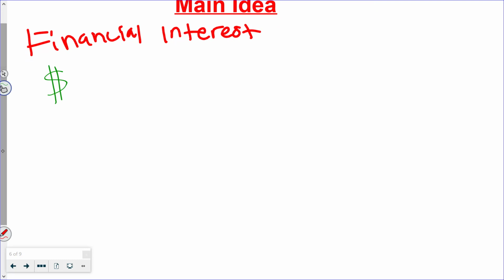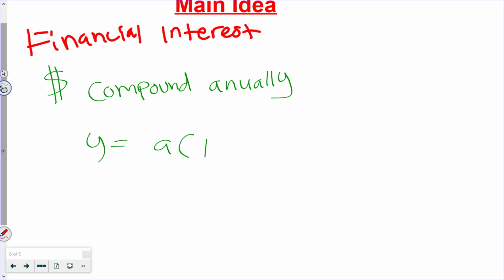You could either compound. Money can be compounded annually. If money is compounded annually, use the regular growth formula that we used yesterday. So yesterday we used y equals a 1 plus r raised to the x power. Remember this. If it's compounded annually, please make sure you make a note because we're going to have different rules for different types of compounding. If it's annually, use the regular growth.